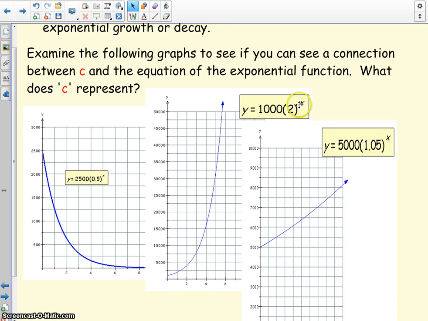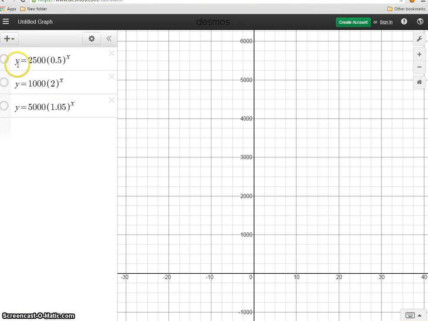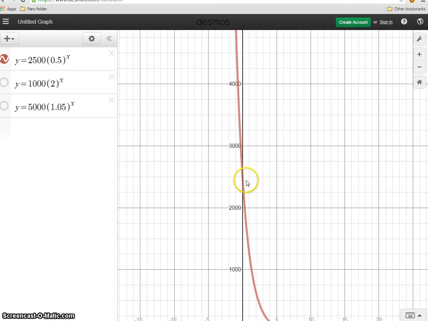Okay, so you might be able to see it from these graphs, but if it's not clear, let's take a look at the graphs on Desmos. It can be a little bit clearer. So if I have y equals 2500 times 0.5 to the x, again, this c value here is 2500. So looking on the graph here, what does 2500 mean? Well, it's actually the y-intercept. Okay, see if that's the case for all the other ones.